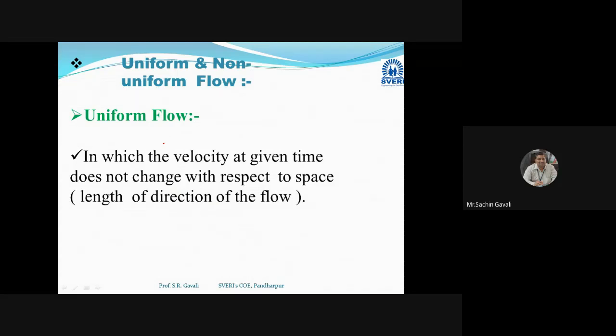So time is constant here. Suppose at 11:30 we take readings at different places. Suppose there is one pipe of the same diameter everywhere, a uniform diameter pipe, and let us consider water is there. Let us take this one section, this will be section 1-1, this will be section 2-2, and this will be section 3-3.